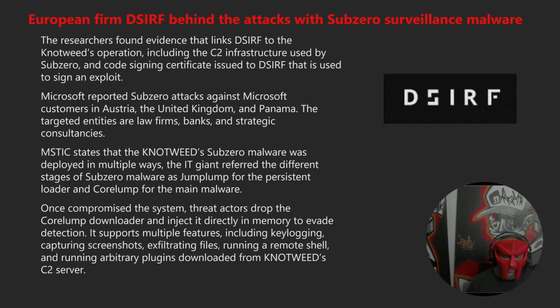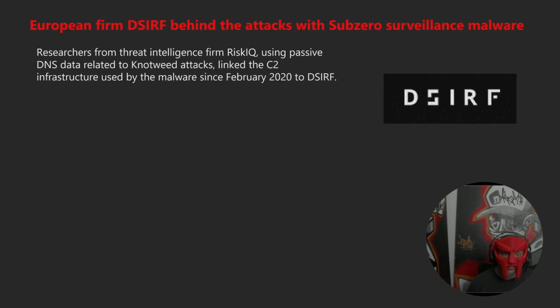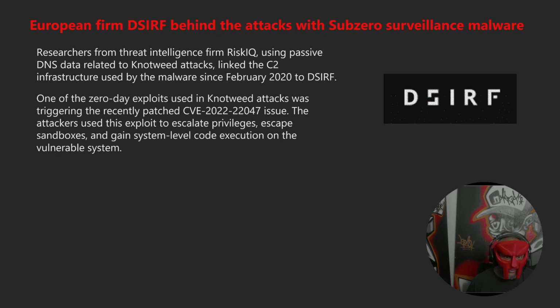Once the system is compromised, threat actors drop the Corelump downloader and inject it directly in memory to evade detection. It supports multiple features, including key logging, capturing screenshots, exporting files, running a remote shell, and running arbitrary plugins downloaded from Knotweed's command and control server. Researchers from threat intelligence firm RiskIQ, using passive DNS data related to Knotweed attacks, linked the command and control infrastructure used by the malware since February 2020 to DSIRF.